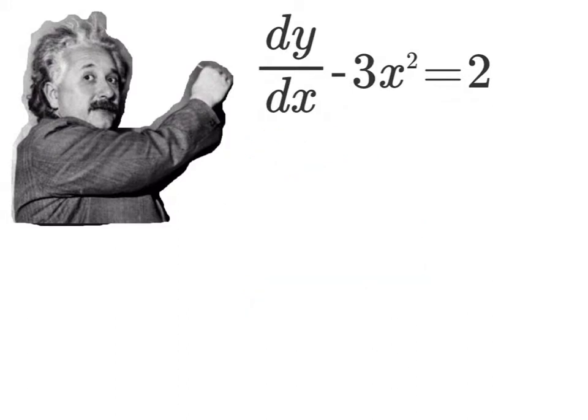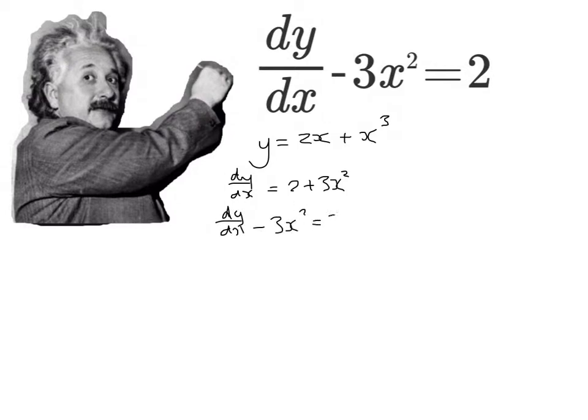Now what if I come to you and I say, I've solved this equation actually. I've found the answer. It is 2x plus x cubed. That's the answer. I can prove it. If you take y to be 2x plus x cubed, then dy by dx is 2 plus 3x squared. So then if you stick that into the equation, dy by dx minus 3x squared is just going to equal 2, and that's what you wanted. So good, I've done it.